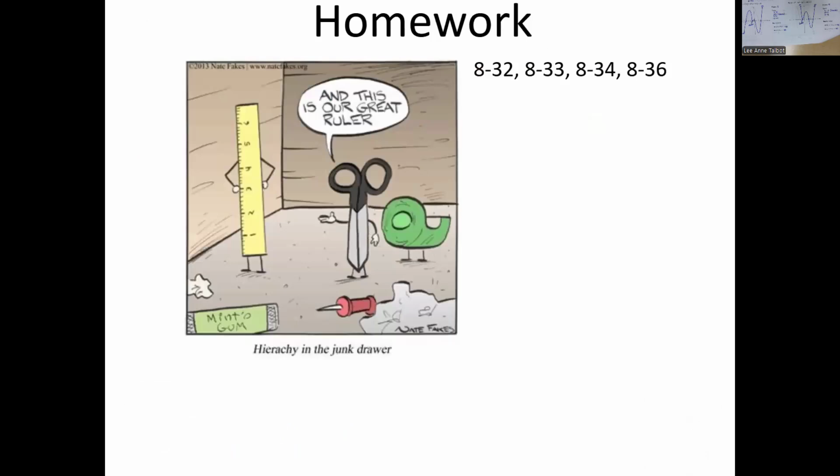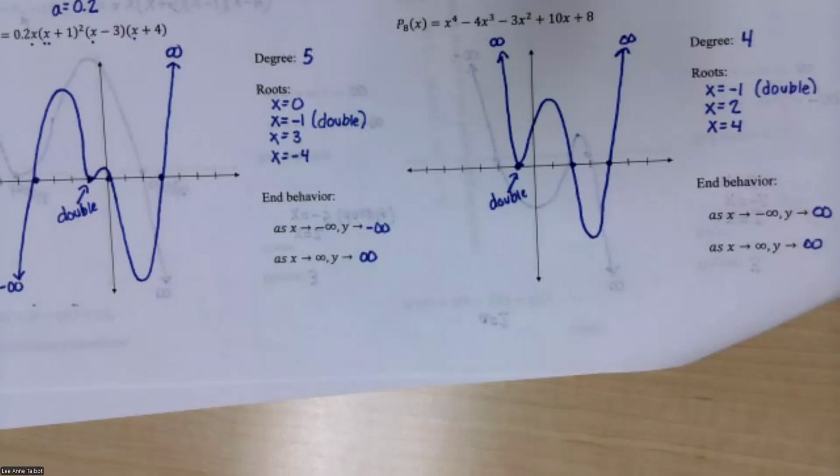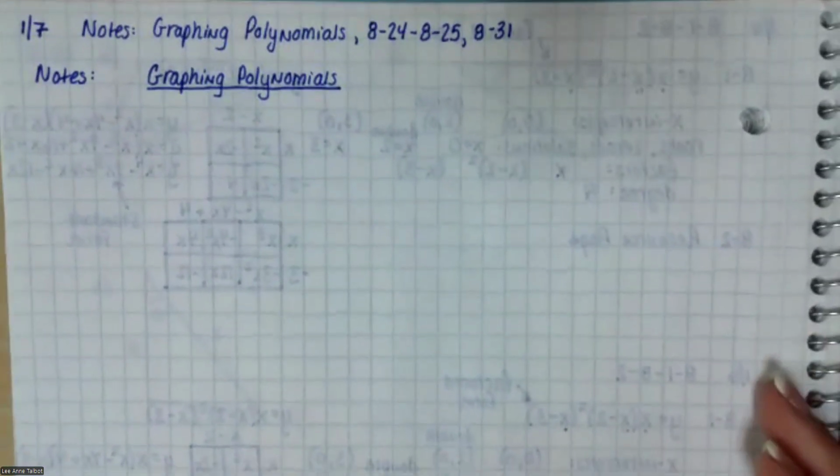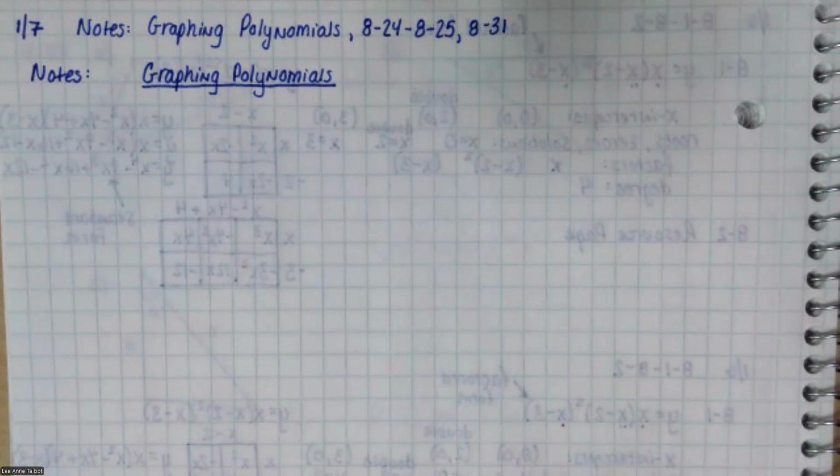And here's my joke. It says hierarchy in the junk drawer, and the scissors say, and this is our great ruler. Do you like this one better than yesterday? Do you get it? Because it's a ruler. How is that math related? I don't. What did I even Google to find that joke? That's the question. Because I was clearly trying to find polynomial jokes, and that's, I don't know.